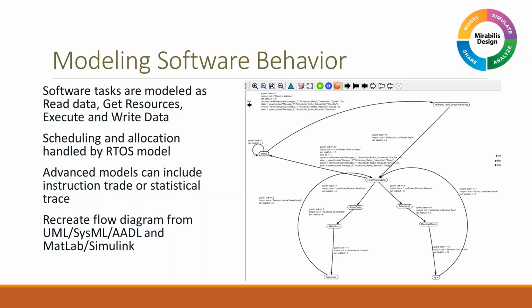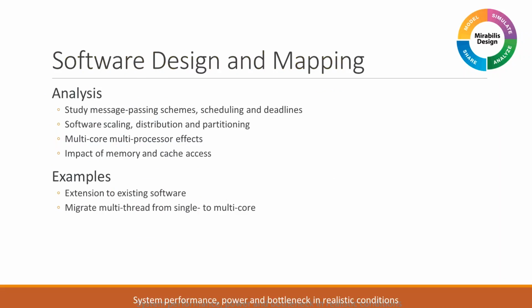Now, the actual algorithm or the actual task sequence can be expressed either in terms of a state machine, like I showed you with the control for the computer vision, or it can be done using a script, or a statistical trace file. With the trace file, you can generate an instruction trace from your existing system and use it, or you can generate a statistical trace using some of our internal behavior tools as well. The software behavior essentially recreates the flow diagram you would have in UML, SysML, or AADL, or in tools like MATLAB and Simulink.